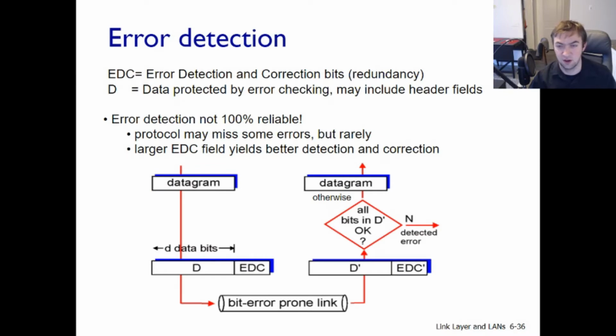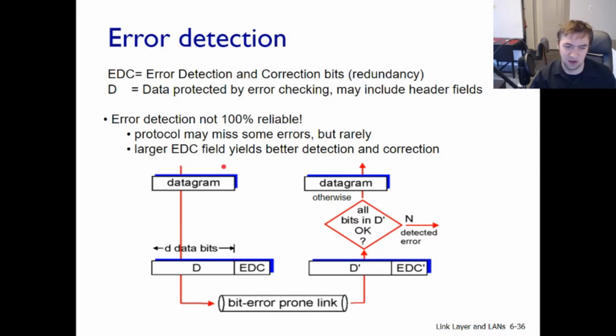So let's take a look at how the link layer implements error detection and error correction. Here's a quick diagram to illustrate what error detection looks like. Here, EDC is short for error detection and correction bits. This is just a bit of redundancy you add to hopefully catch mistakes. And D here is the data that's protected by the error checking, which may include header fields, for example. Now, error detection is not always reliable. You may miss some errors, but this is a rare occurrence in general. The larger the EDC field, however, the better detection and correction you can have.